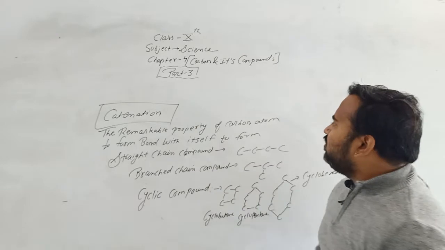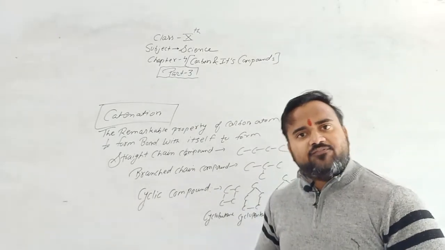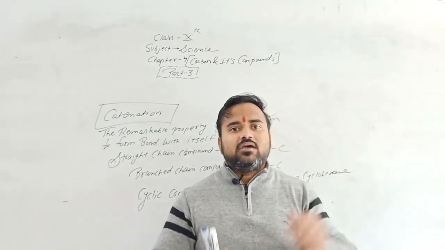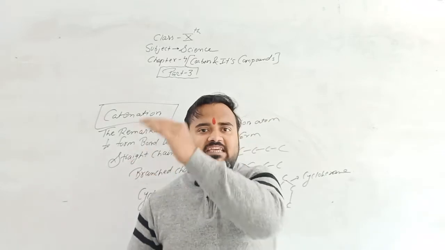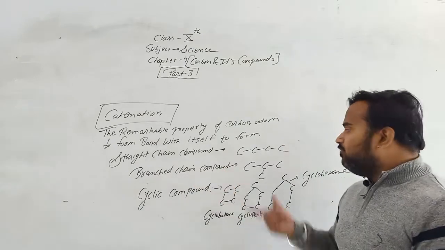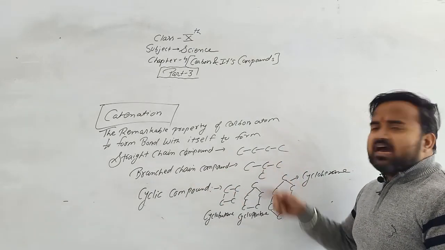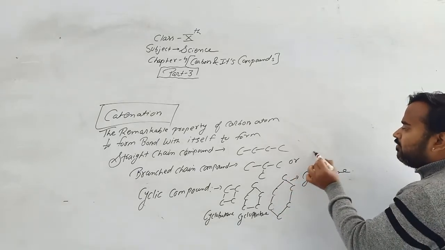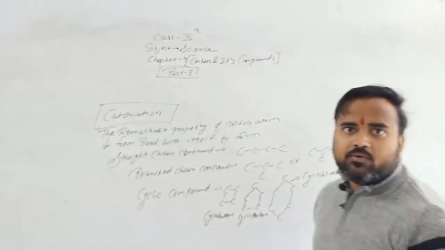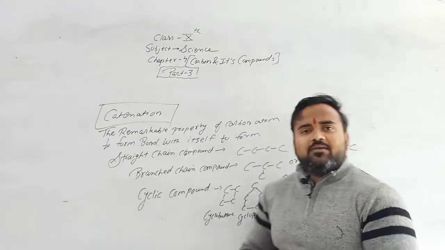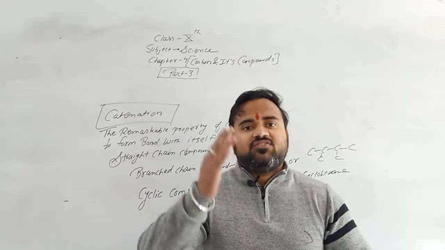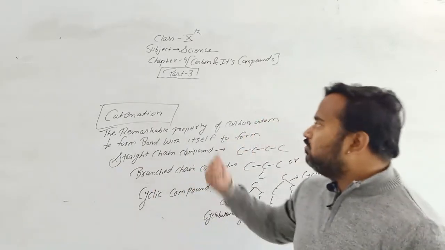So the remarkable property of carbon atom to form bond with itself. Carbon forms bond with itself and it forms the straight chain compound. That means carbons are arranged in form of a straight chain, C-C-C-C. And the carbon can form a branch chain compound like C-C-C, and one of the carbons is branched. This is also a branch chain compound. Clear? So the remarkable property of carbon to form bond with itself, forming straight chain, branch chain, or cyclic compound, is known as catenation.